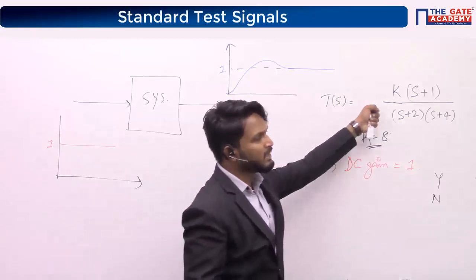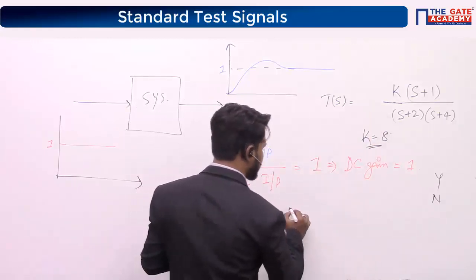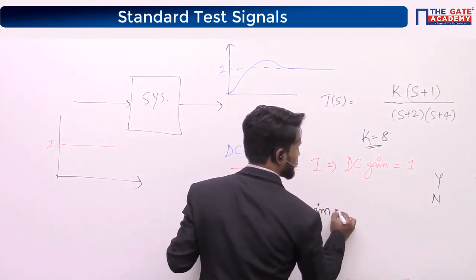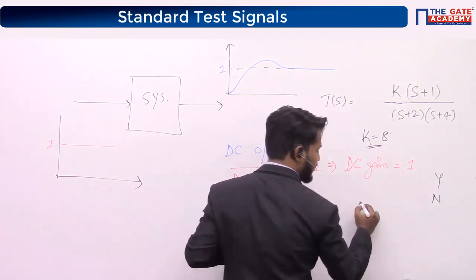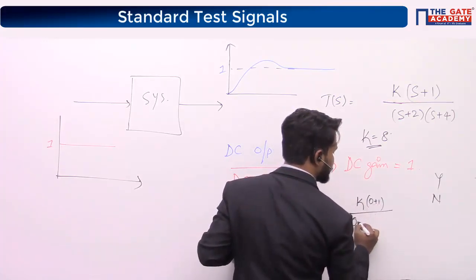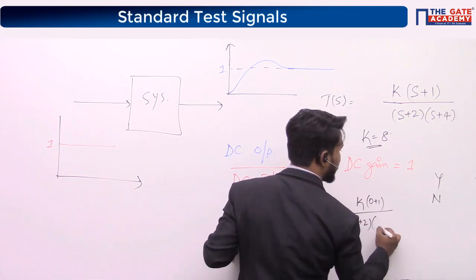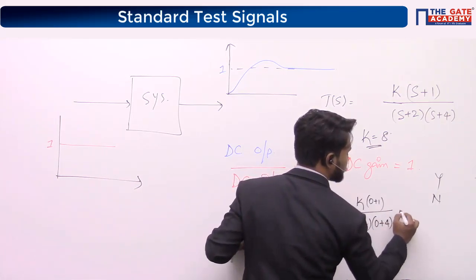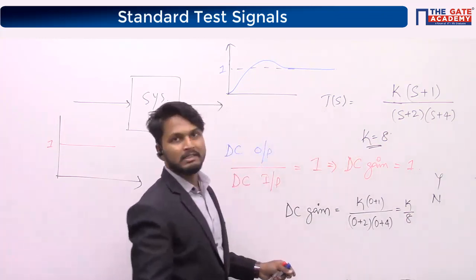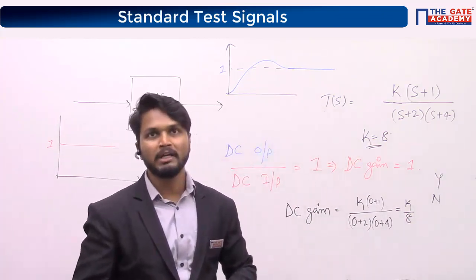So what is DC gain in this? DC gain is obtained by putting S equal to 0 in that. You will get K into 0 plus 1 divided by 0 plus 2 multiplied by 0 plus 4. That is equal to K by 8. Right? DC gain is equal to K by 8.